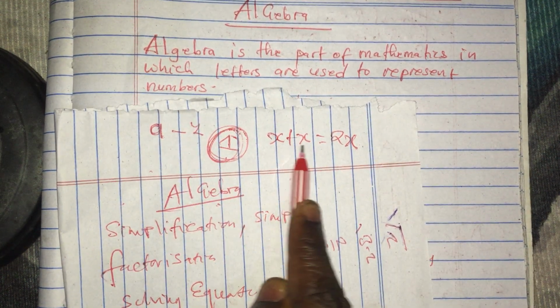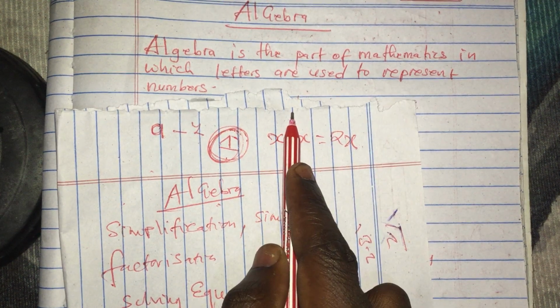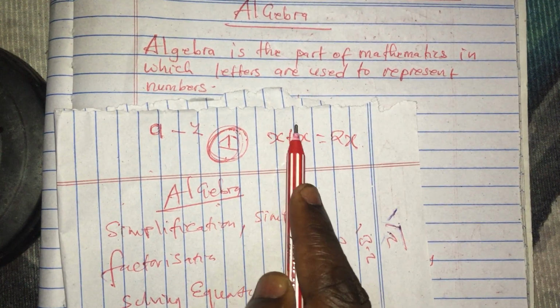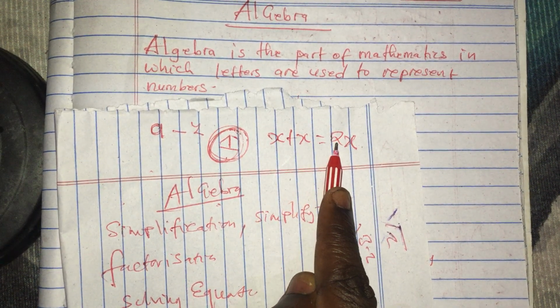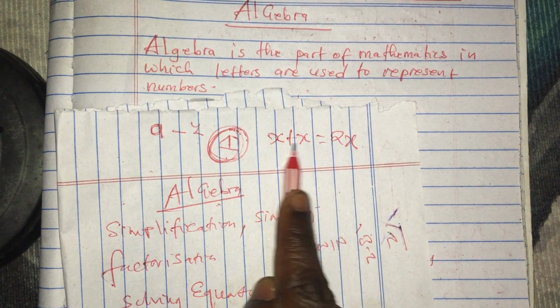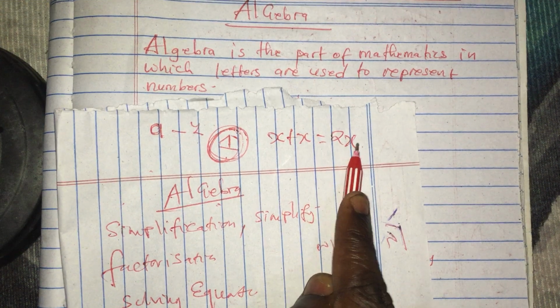Alright, now it says algebra is the part of mathematics in which letters are used to represent numbers. So these letters are used to represent numbers. Alright, so this is how it is. So here there's an invisible 1. So 1 plus 1 is 2, then x. The common letter here is x. So 1 plus 1 is here 2x.